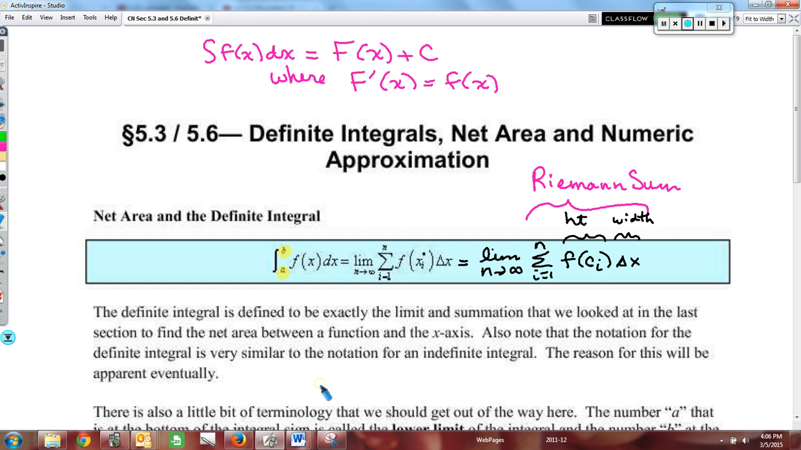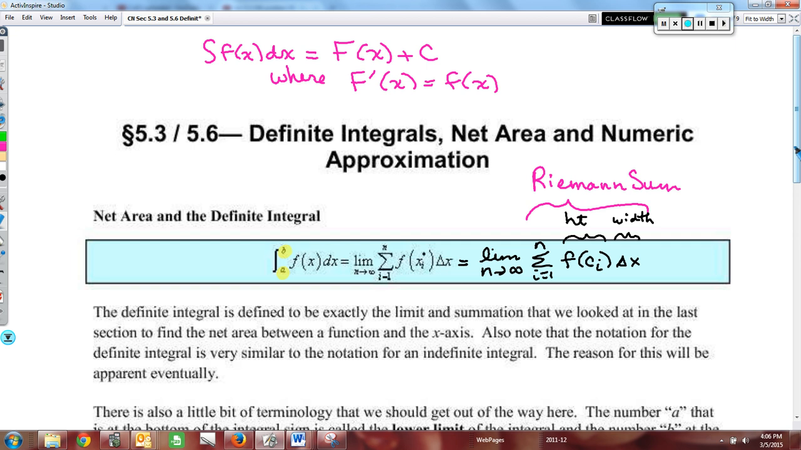Now, the first thing that I want us to be careful about is that this definite integral and this Riemann sum that we are calculating is not always the area between the function and the x-axis. The first examples that we looked at were really nice examples where our function was above the x-axis.